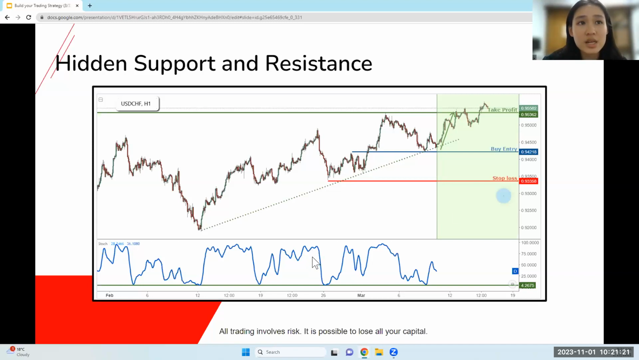Okay, so over here is an example of how we are using multiple indicators. So here we have the trend line, that's the first indicator. Second indicator, we're using the stochastic hidden support level. And we are also using our horizontal levels, so support and resistance levels, swing highs and swing lows to basically find confluence and analyze or forecast that our prices are going to rise to our take profit level.